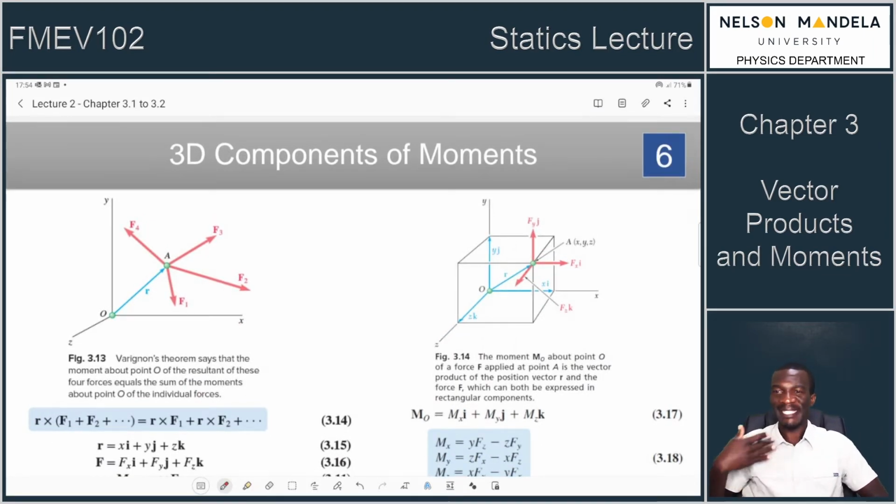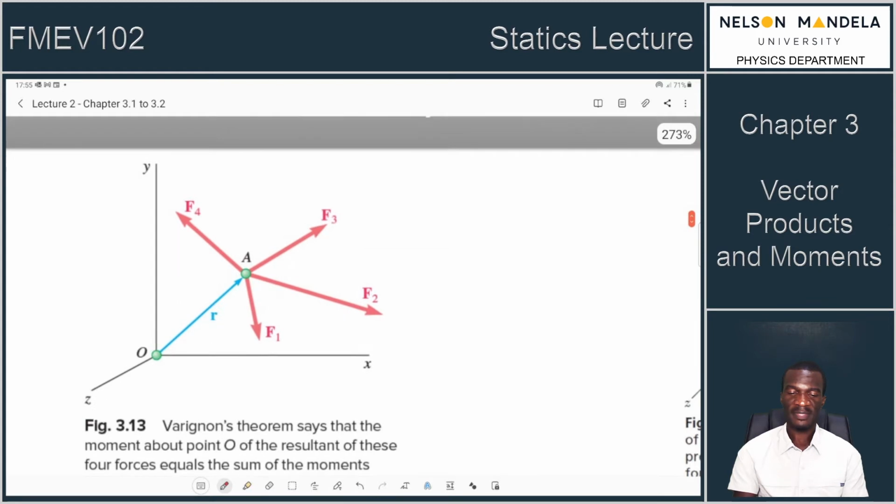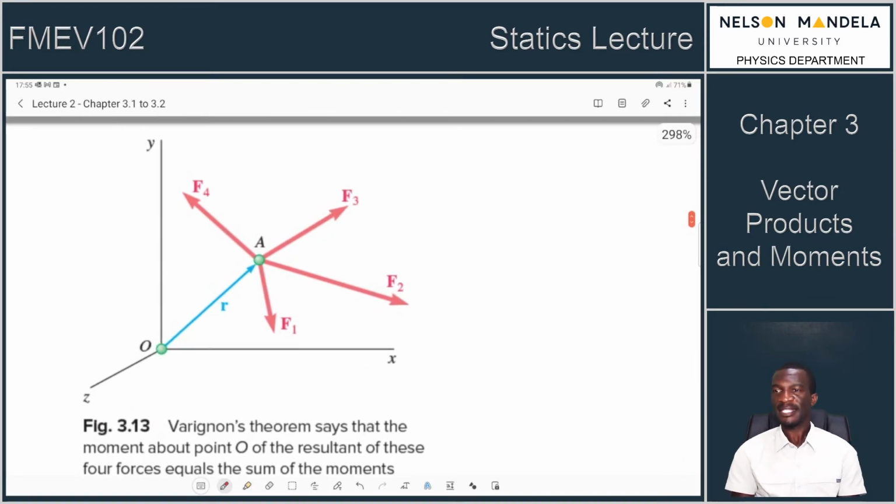So we now have a definition of moments, and we will jump on to Varignon's theorem. 3D components of moments is the next principle, and it will summarize this section. So in figure 3.13, we have a situation or a case that is brought to us. This case is the reason why we need to apply the theorem defined by Varignon.